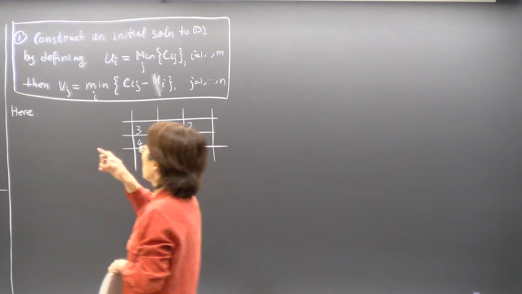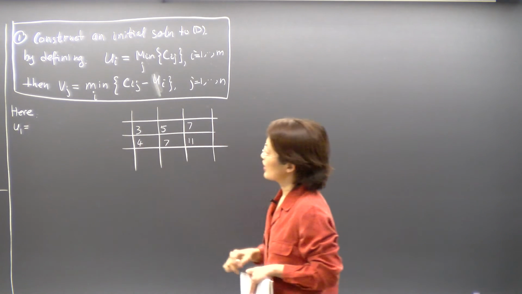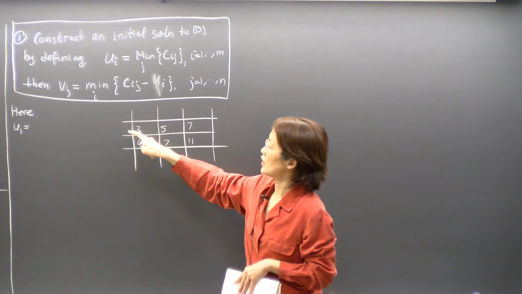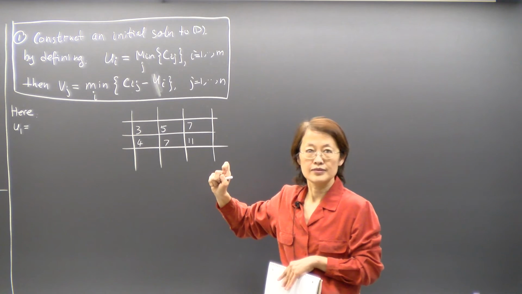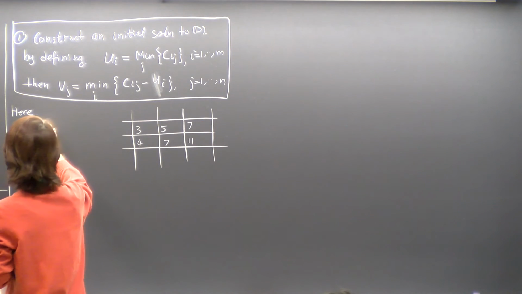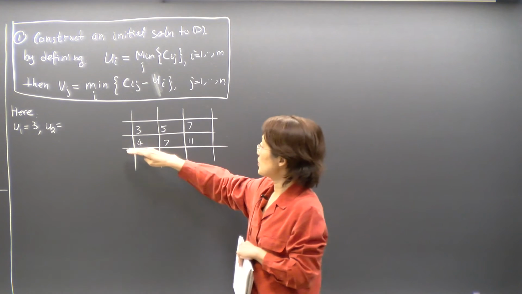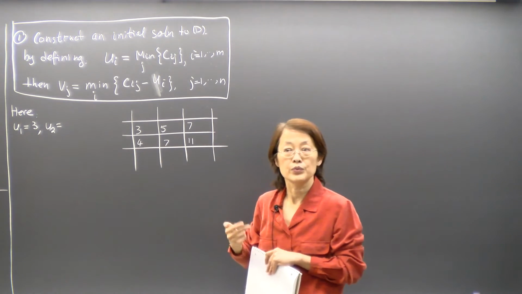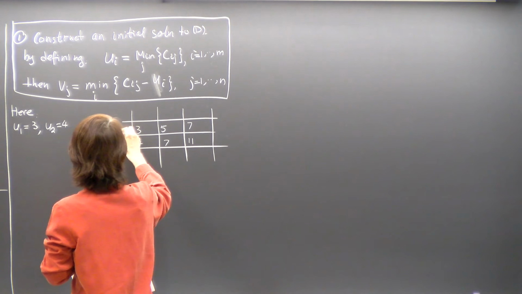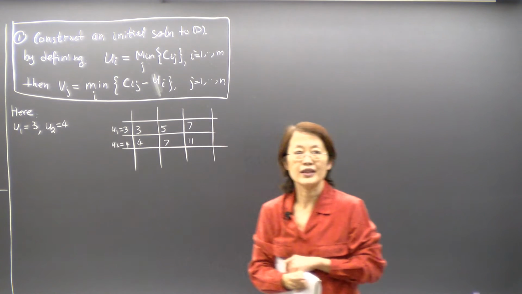So what will be u1? Following the algorithm, it says I will be taking the minimum among all the numbers in the first row. Is that clear? Which gives me 3. That's a very simple step. And then what about u2? Well, that will be the minimum of the second row, which will be 4. So you're right. u1 is 3 and u2 is 4 right here.